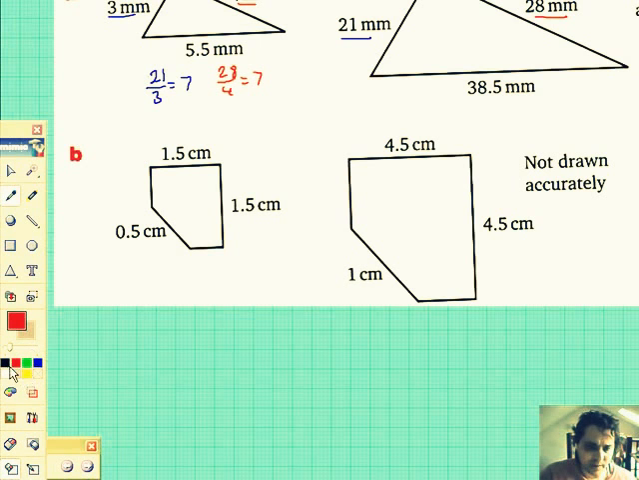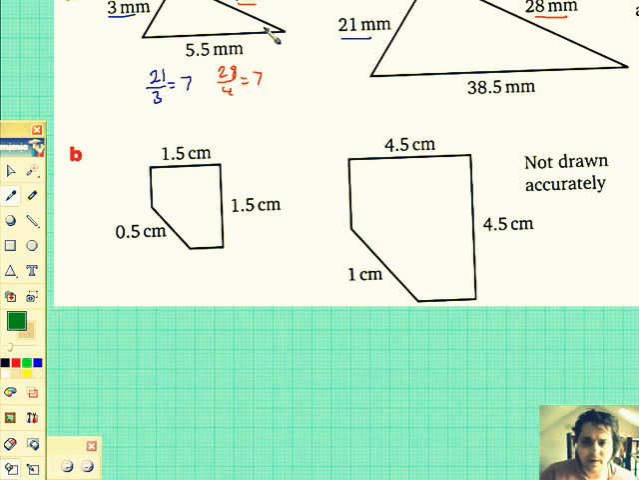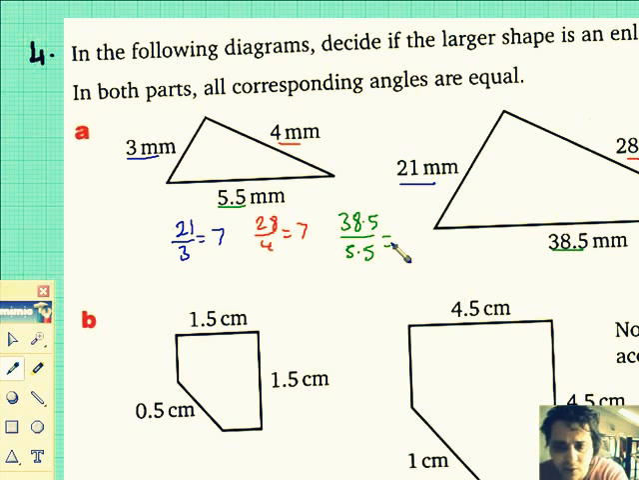Now let's just do a different one here and pick a different colour that stands out. I don't know, a greeny thing. Let's just do that one. Right, next one. The 5.5 should match with the 38.5 if they're enlargements. So if this works out to be 7, then it really is an enlargement. That is an enlargement of the baby one. Now grab my machine and I'll let you know what the answer is in just a mo. 38.5 divided by 5.5 equals, it's exactly 7.